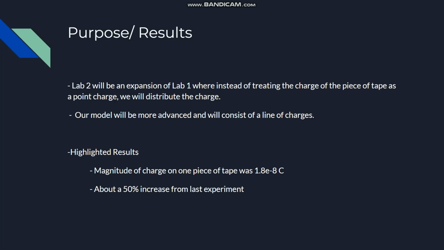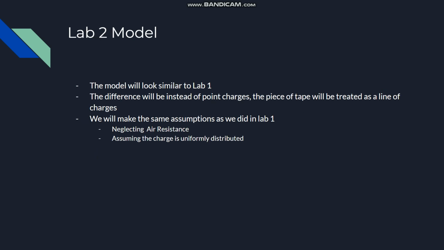So the purpose of this lab is, instead of treating the tapes as a point charge, we're going to be treating them as a line of charges. The reasoning for this is we're trying to make a model that's more accurate to what's actually happening, since we know there's charges distributed throughout the tape. Some highlighted results: the magnitude of our charge of one piece of tape is 1.8 times 10 to the negative 8 coulombs. And as we'll see, it's about a 50% increase from last experiment.